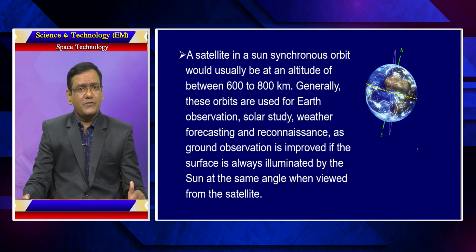It is not only observation of the Earth, but also forecasting the weather and reconnaissance. Reconnaissance means, for example, if we want to observe terrorist activities on the border of India and Pakistan, we will be using these polar satellites or sun synchronous satellites, because we want to observe a particular place at a particular time every day. That is the reason why we use these polar satellites for reconnaissance.